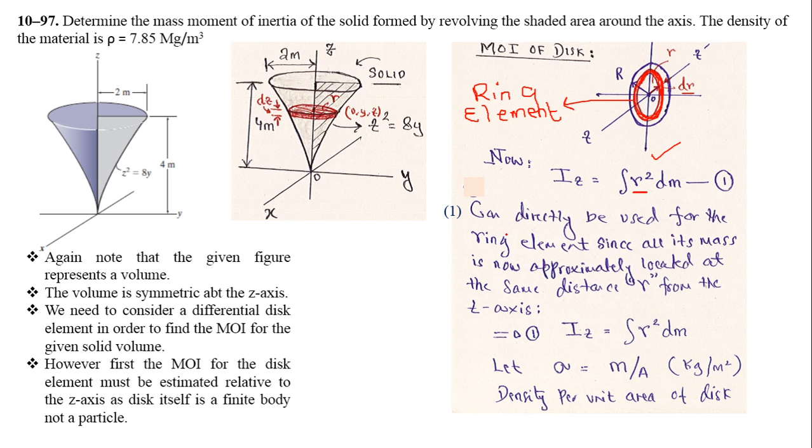So now this equation 1 can directly be used for the ring element, since all its mass is now approximately located at the same distance r from the z-axis. So we have Iz equals integral r square dm, and now here we assume that this disk has a density, areal density basically, that is defined by mass per unit area. So it is kilogram per meter square. So sigma is density per unit area of the disk.